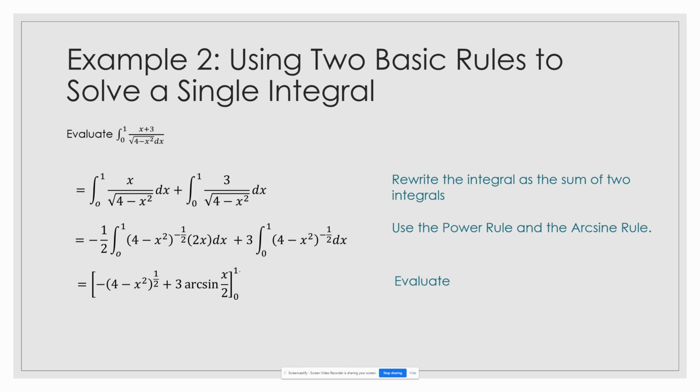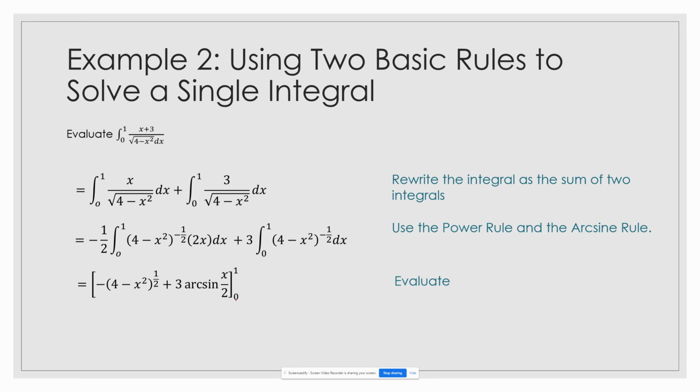So to evaluate it, we're going to plug in the 1 and we're going to plug in the 0. So we'll plug in a 1 here. So we have negative 4 minus 1 to the power of 1/2. So that ends up being negative root 3 plus 3 times arcsine of 1/2. Well, the arcsine of 1/2 should be pi over 6.